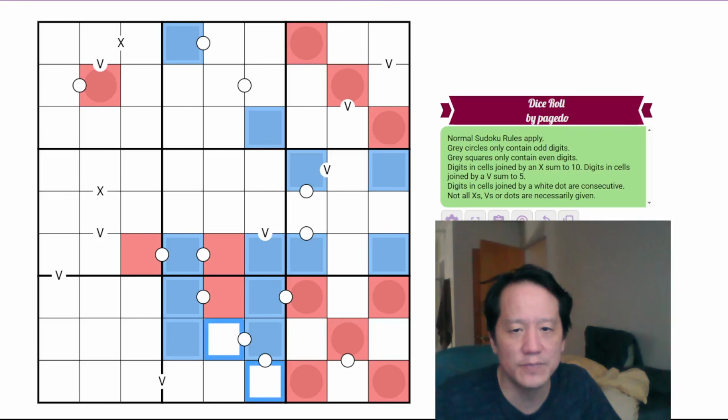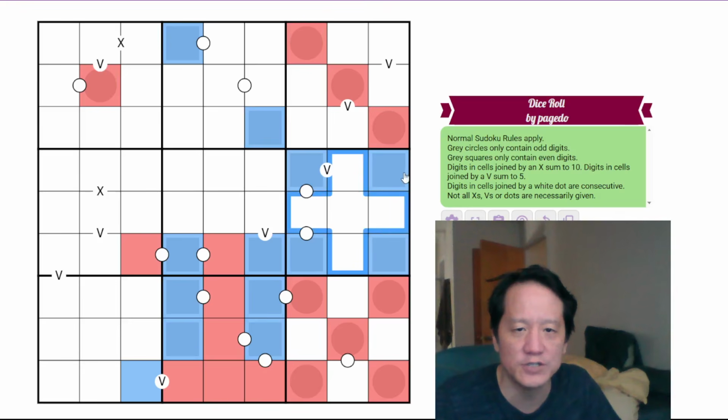These are odd. We have 4 even digits in this lower central box, so therefore the rest of the digits must be odd. And to add up to 5 with an odd digit, you have to have an even digit next to it. So this must be even, and again, we have 4 odd digits in this right central box, so therefore the rest must be odd.